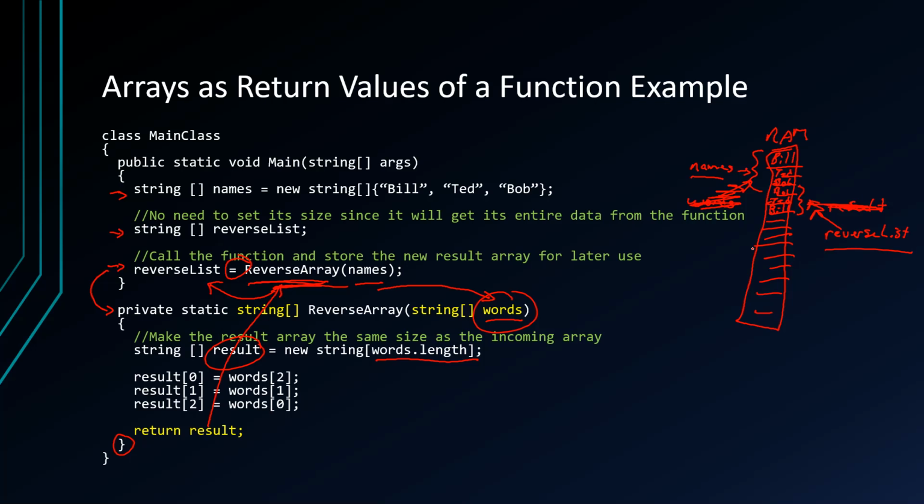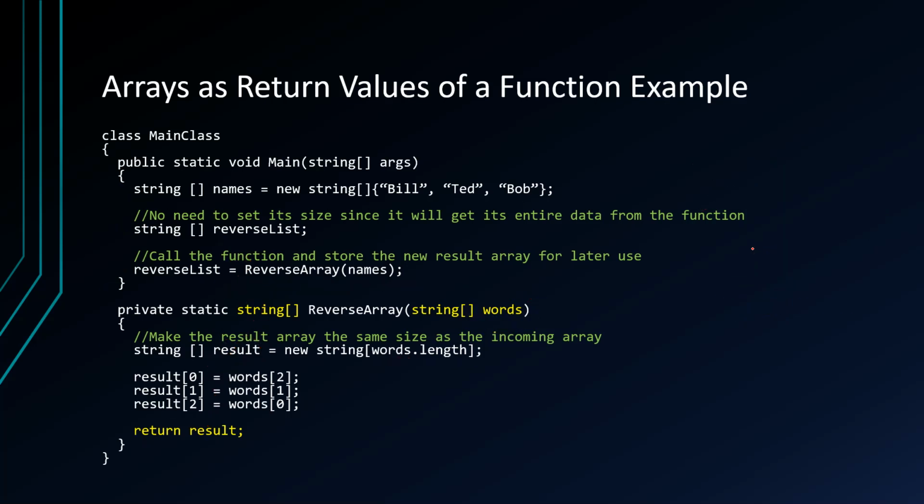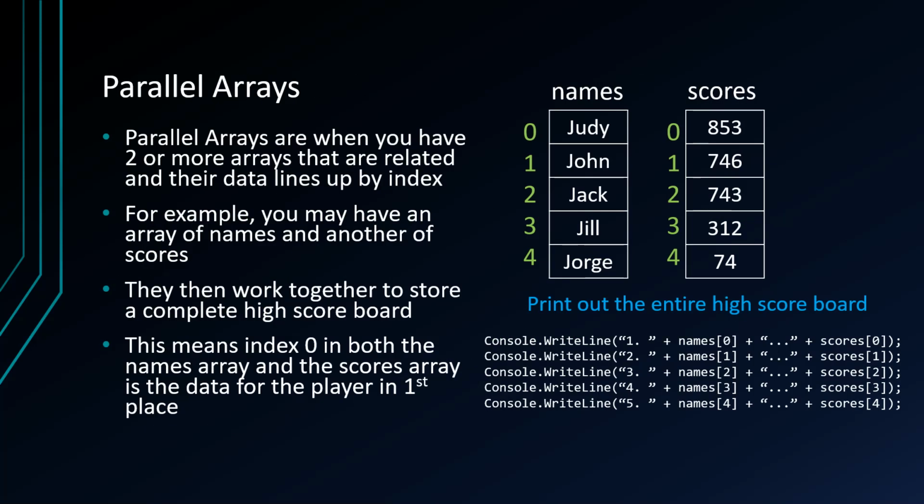One last thing I wanted to talk about is something called parallel arrays. Now this is a really interesting concept. Parallel means two things that are in line and they never cross paths. They work together, basically. So parallel arrays are when you have two or more arrays that are related and their data lines up by index. So for example, you may have an array of names and another of scores. You see this on the right-hand side here. So they then work together to store a complete high scoreboard.